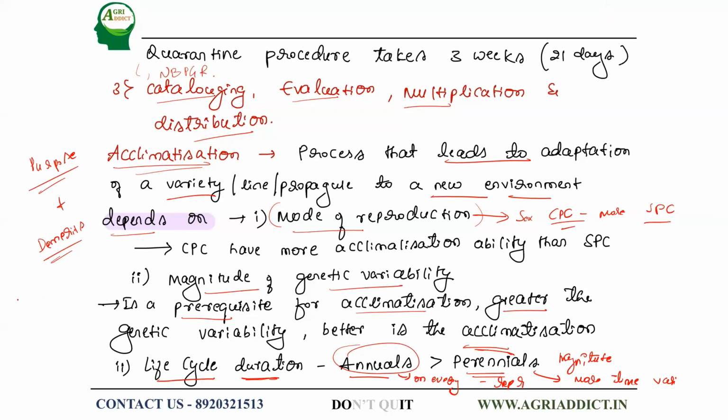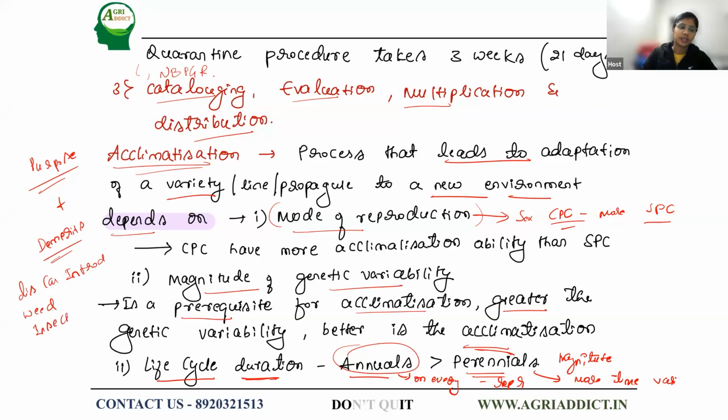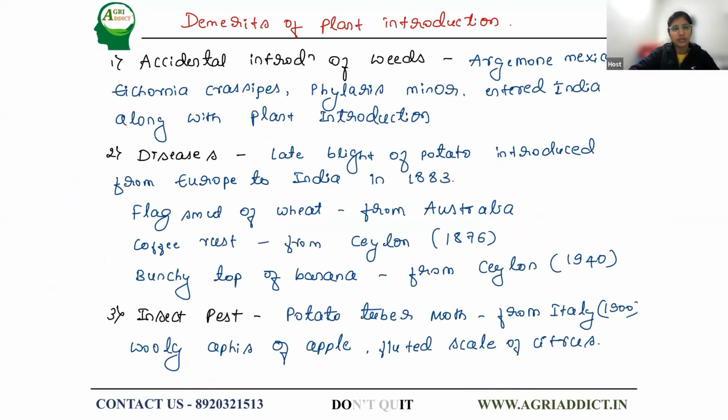Disease can be introduced. Diseases. Okay, diseases can be introduced. Any other reasons why it is considered a disadvantageous thing? With diseases, weeds, insects and pests are also introduced, unintentionally. Yeah, unintentionally they might have introduced. Okay, very good. So we'll see them.